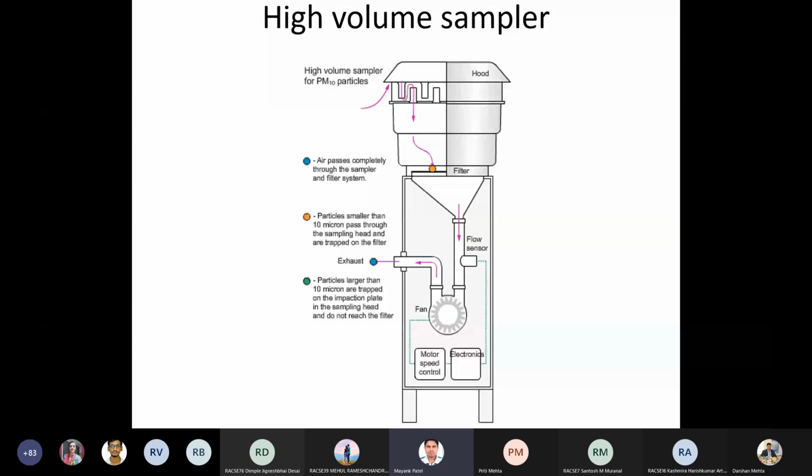So this is how you will measure this particulate matter, suspended particulate matter, right. So SPM is measured this way. So this is termed as a respirable dust sampler, right.